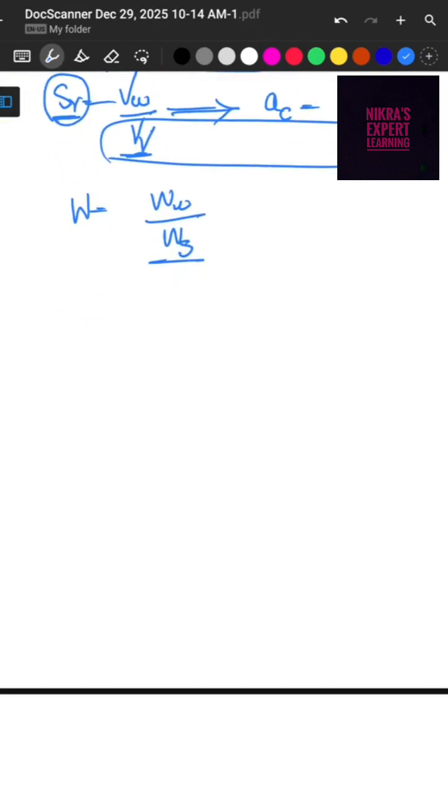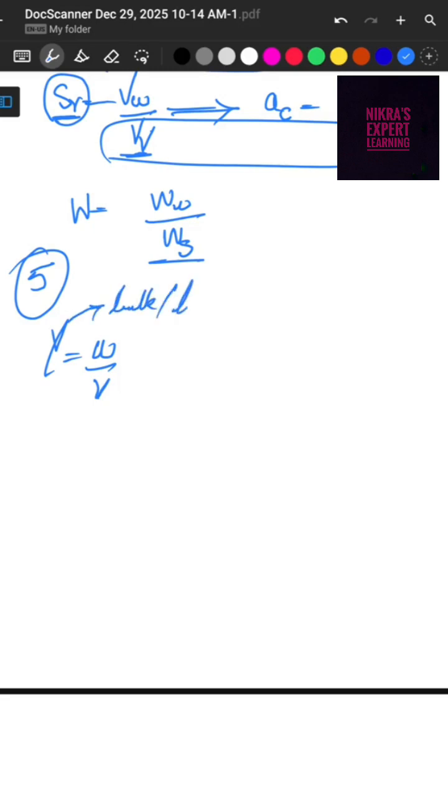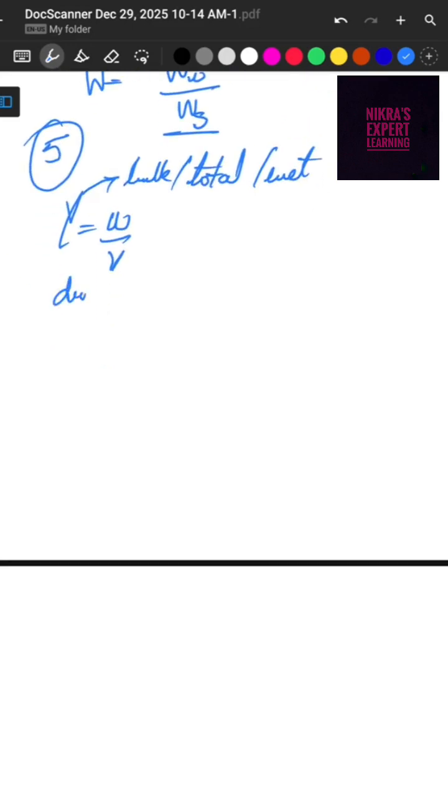And next coming to 5 definitions. That is bulk unit weight is weight by volume. This is bulk or total or wet. Next we are having dry. Okay, so gamma dry, it is weight of solids by volume. As I have told, other things are removed, only solids are left for dry one.